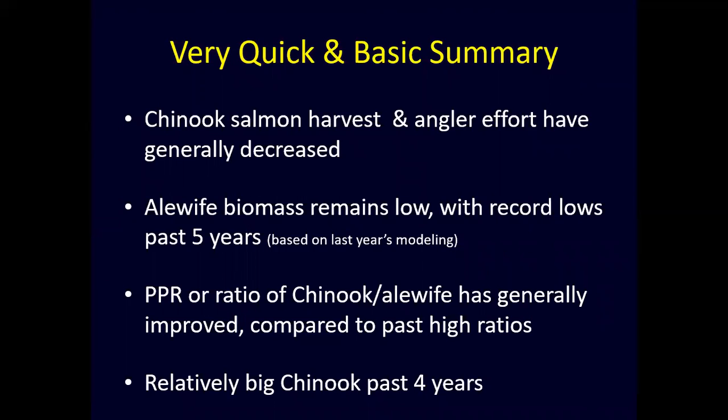So just a very quick and basic summary, Chinook salmon harvest and angler effort have generally decreased during recent years. Alewife biomass remains historically low, with record lows the past 5 years. Again, this is based on the catch at age modeling, which includes the trawl surveys, the hydroacoustic surveys, as well as consumption and fish sizes or growth. And then the predator-prey ratio, or the ratio of Chinook salmon to alewife, has generally improved during recent years compared to some of the higher ratios that we've seen in 2012, for example. And kind of a positive side of that is we've seen relatively big Chinook salmon in Lake Michigan now for the past 4 years.